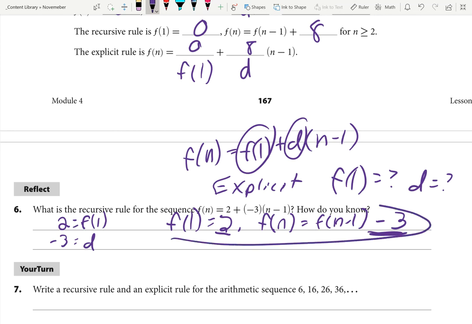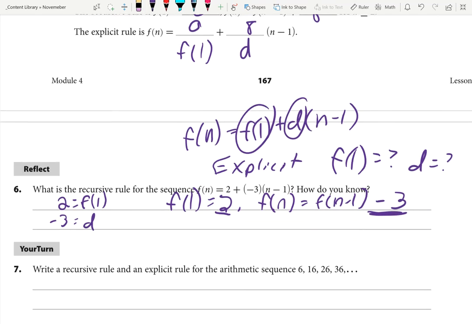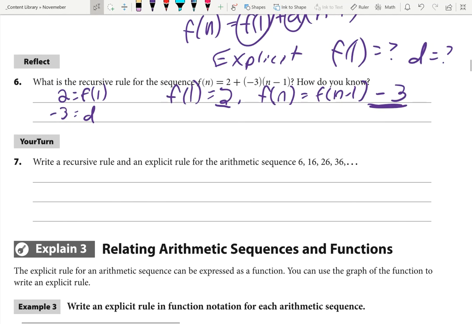So remember, this is all based on the recursive formula, and all I needed to know was 2 and the minus 3 to plug them in. And I was able to identify them from the explicit rule that was given.